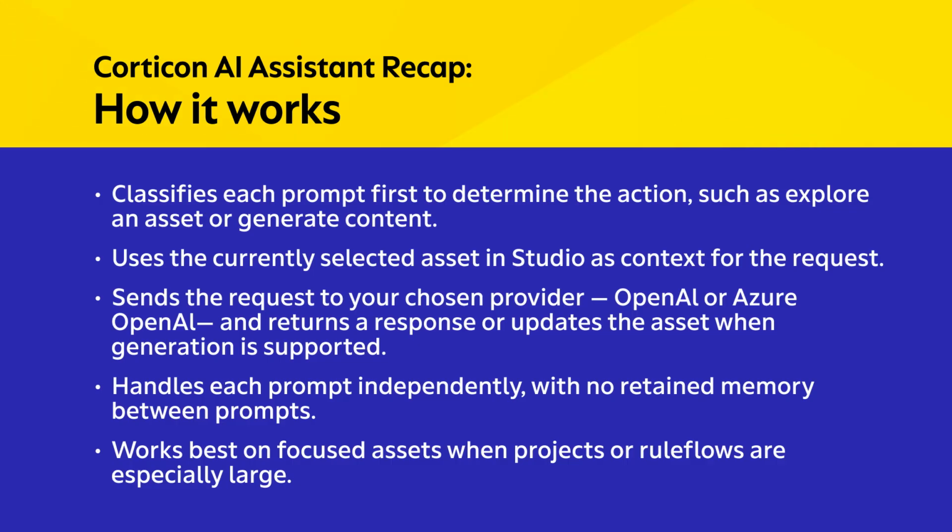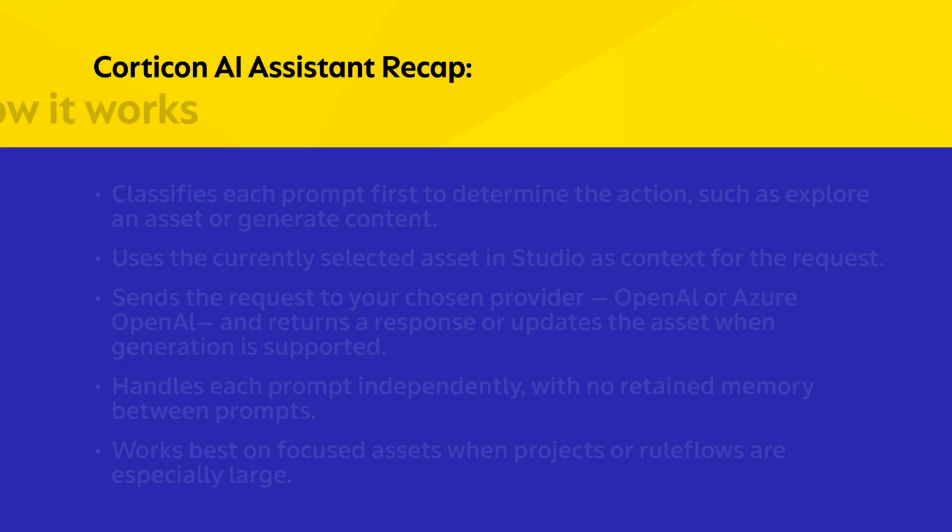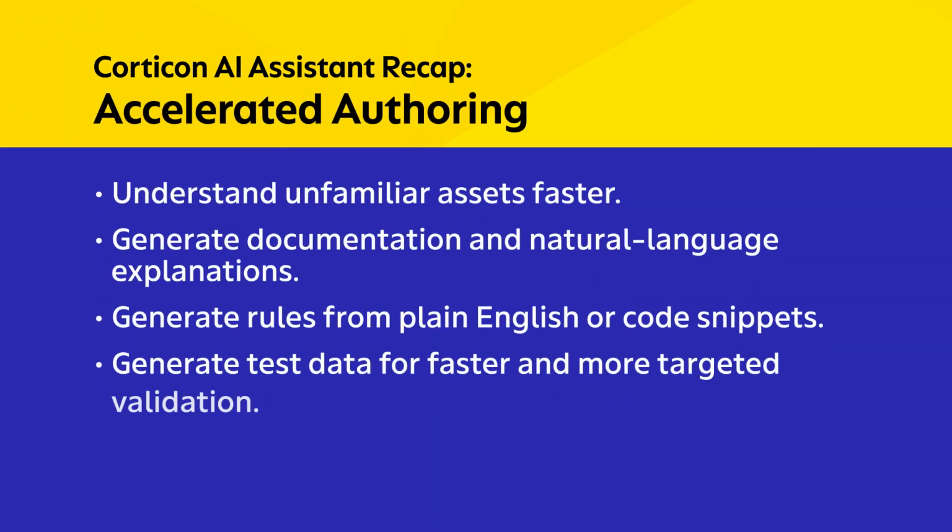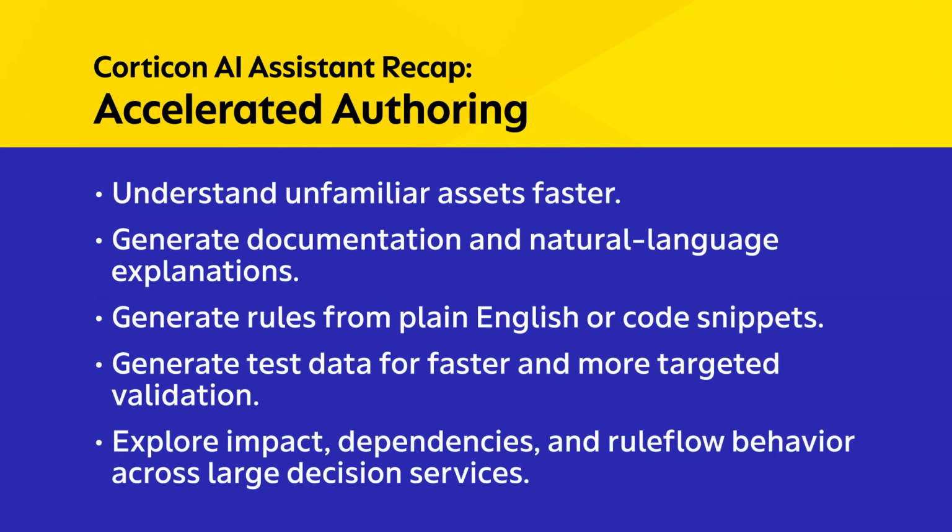So the key thing is that every interaction stands on its own. So the results stay focused. The assistant doesn't carry any hidden baggage from previous prompts or potential hallucinations. It's very constrained to the context it is given. What makes the assistant especially useful, though, is how it behaves differently depending on the asset that you're working on. So on vocabularies and rule flows, it's going to help you to inspect, understand, and explain what's already there.